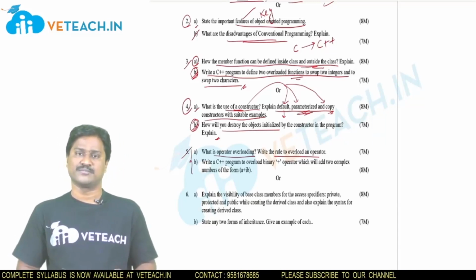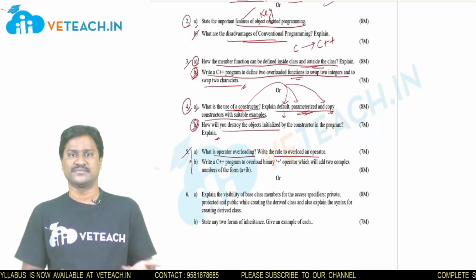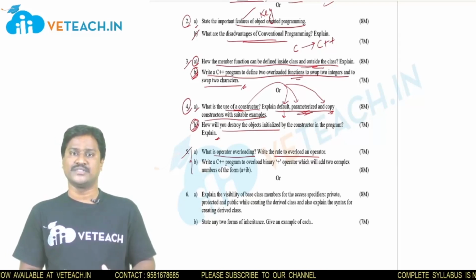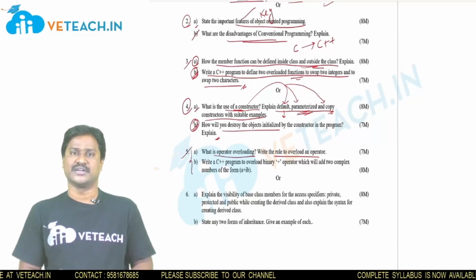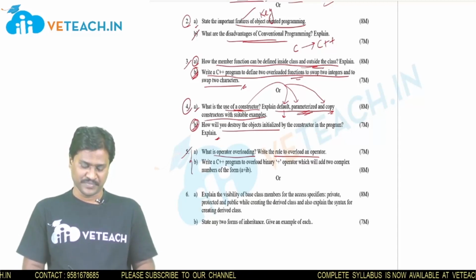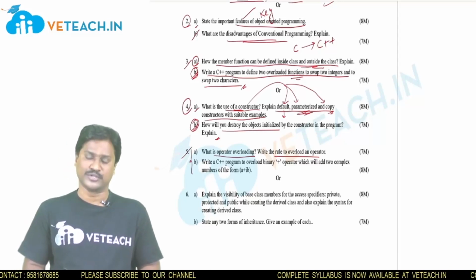The concept of overloading we already know with respect to functions defined for a class or a program. It is also allowed in C++ to overload the existing operators, that is, arithmetic operators like plus, minus, and so on. And what are the rules to overload these operators? That is the first important question.